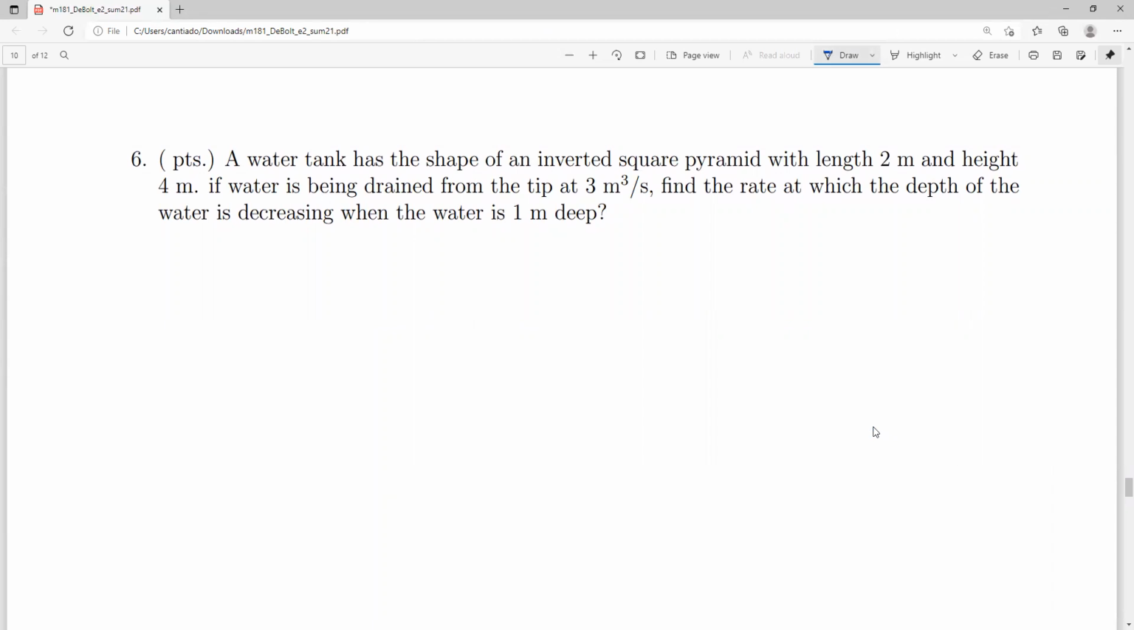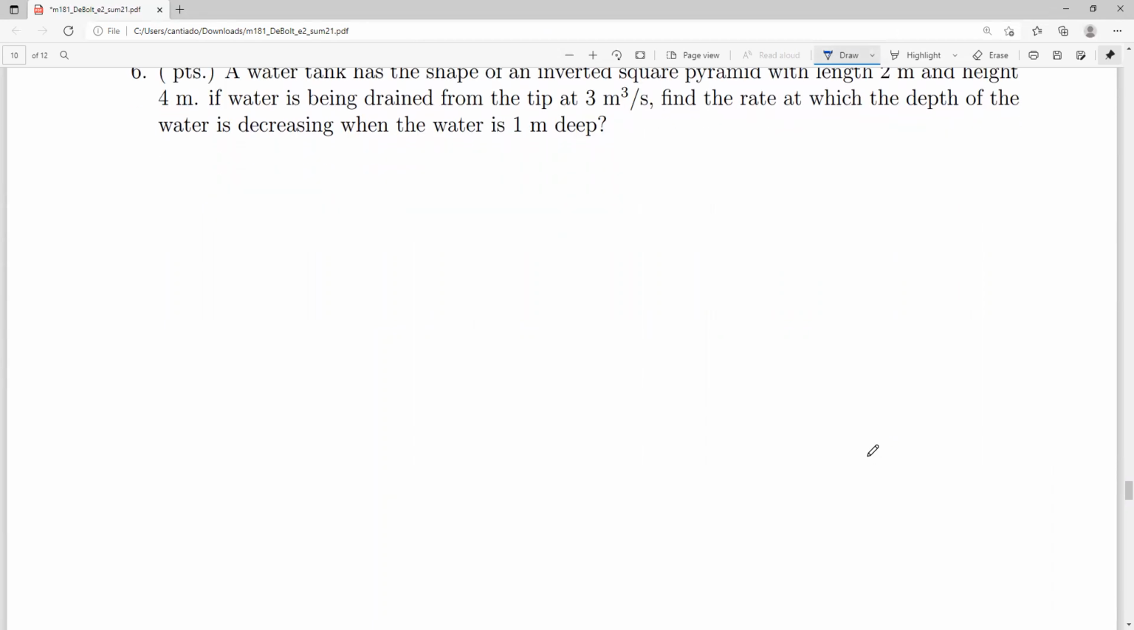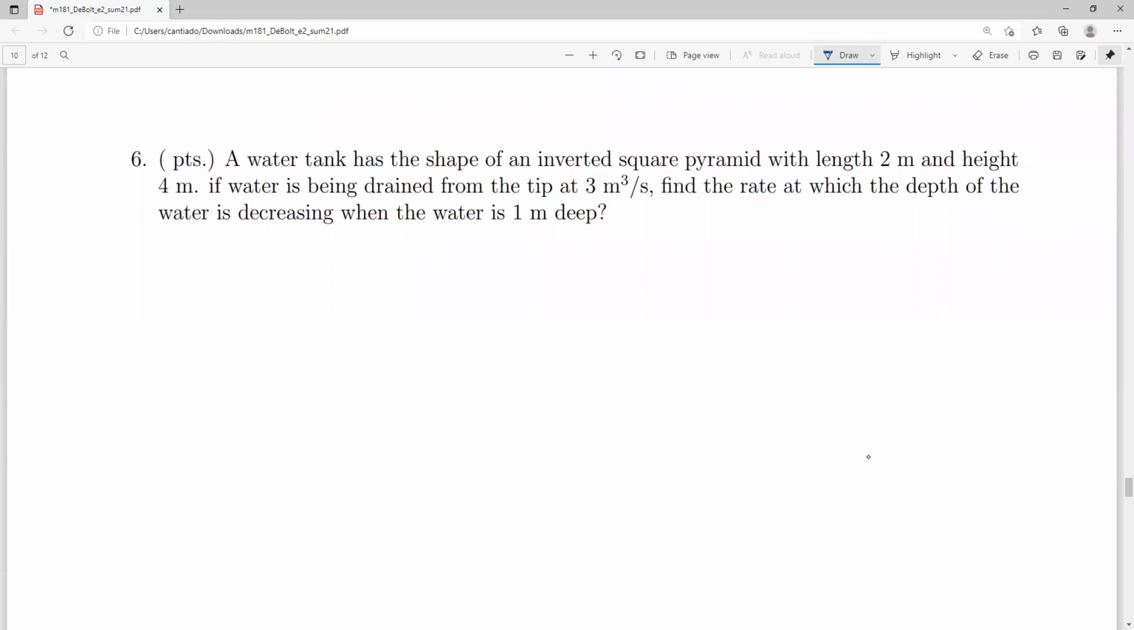What do you got? A water tank has the shape of an inverted square pyramid. Okay, so that just means it's an upside down square pyramid, right? With a length of 2, and a height of 4. If water is being drained from the tip at 3 meters per second.